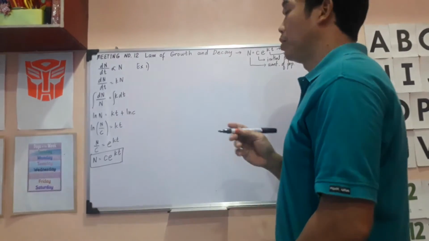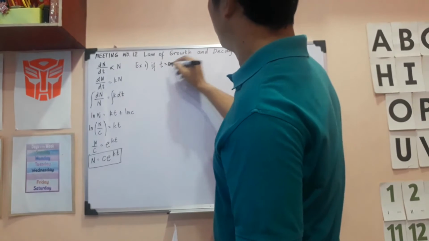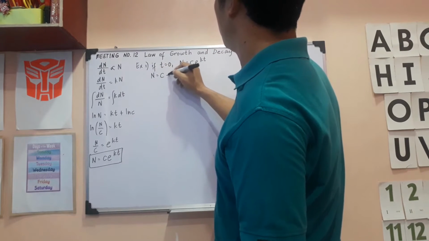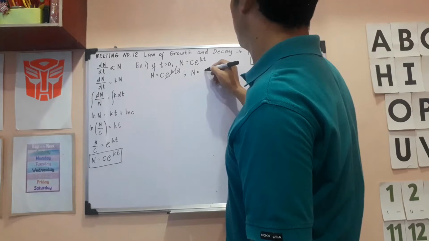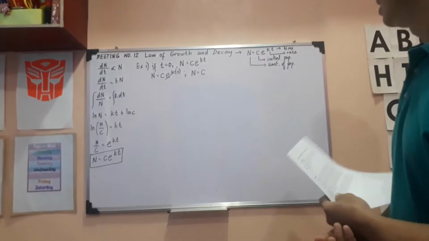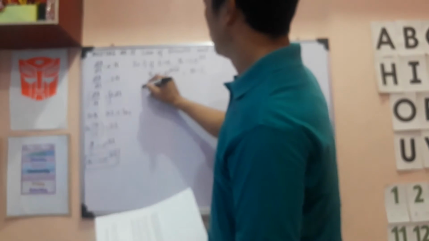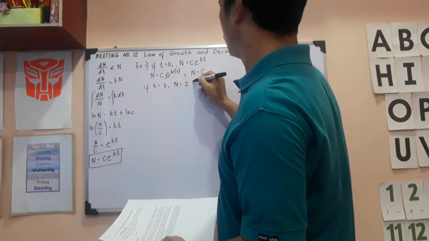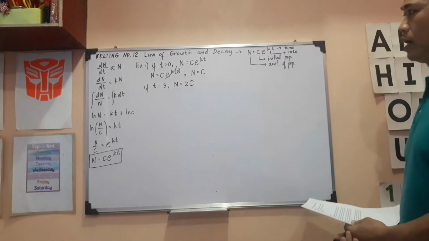So here, we do not need to make a table, but if time is equal to 0, from our working formula that N is equal to C e raised to kt, N is equal to C e raised to k times 0, so this is 1, such that N is equal to C. So the amount of population equals the initial population. So if the population doubles in 30 years, then N is equal to 2C. Did you get that? It means the population has doubled the initial population, right?